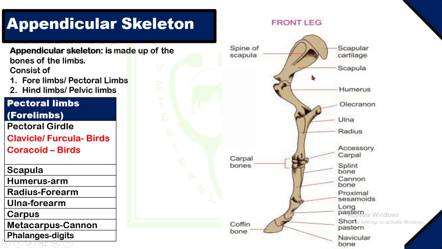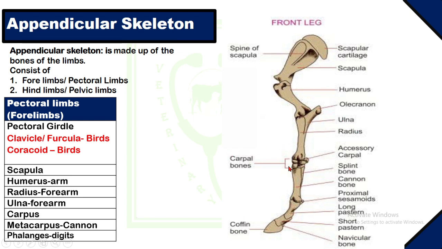This is the picture of a forelimb, and the bones in a forelimb are scapula. This one is a humerus bone, and this one is a radius bone, and this long bone is ulna bone. As the age advances, these two bones fuse to form radius-ulna bone.